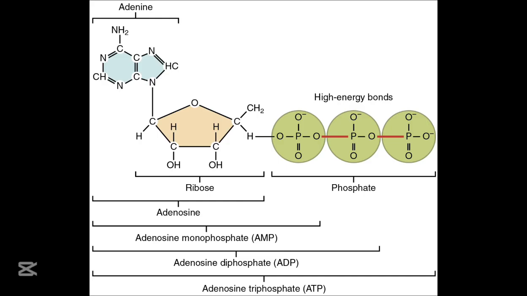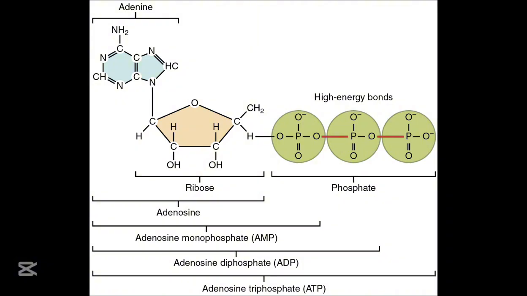Okay, so how does this cellular cash actually work? It's all about those three phosphate groups attached to the molecule. The bonds between them are like these tiny, high-energy springs just waiting to be released. When a cell needs energy, boom, snap goes the bond, and that energy is released to power whatever's going on.